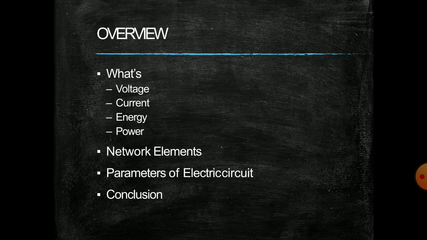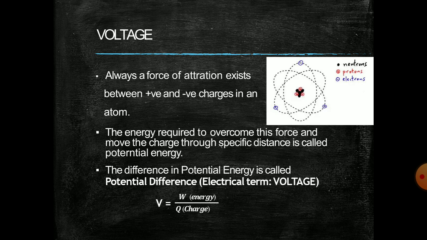Next is parameters of the electric circuits. On which parameters we have to analyze the electric circuit. That is the next point. Next part is conclusion. For this lecture, what you have concluded, you should give the brief about the conclusion of the third lecture.